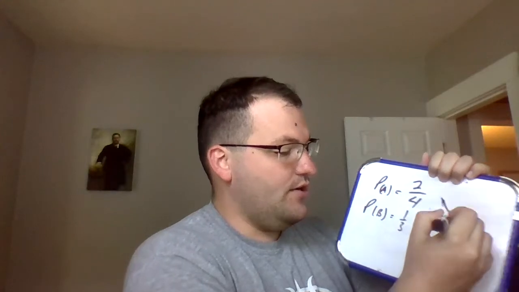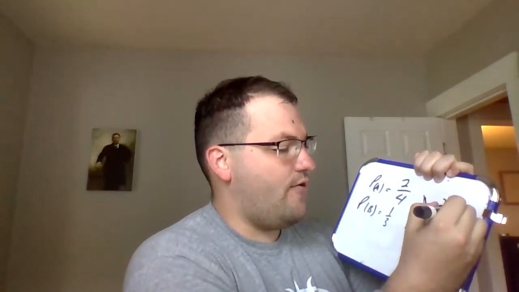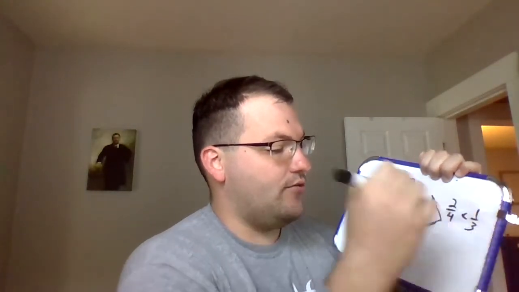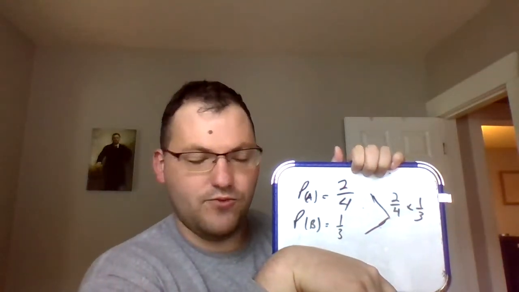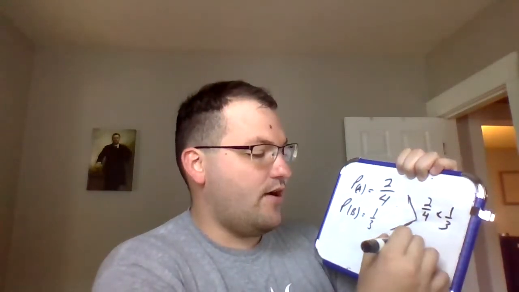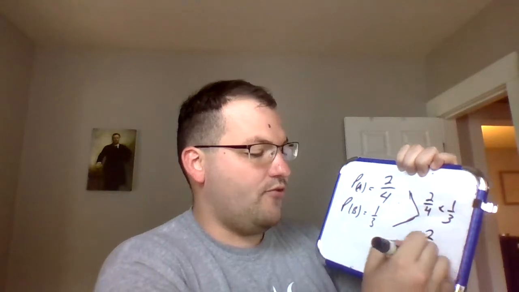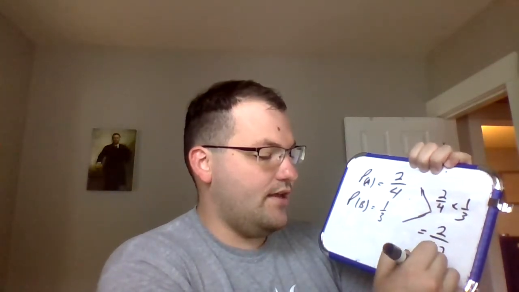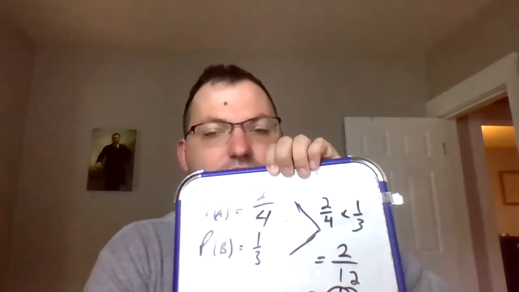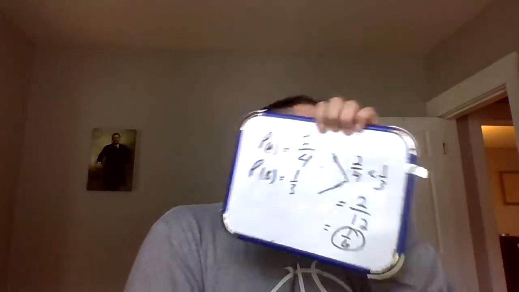Well, we turn that into 2 out of 4 times 1 out of 3, right? 2 out of 4 times 1 out of 3. Multiply that across and we get 2 out of 12. Another way of saying that is 1 out of 6. And we should always reduce our fractions, okay?